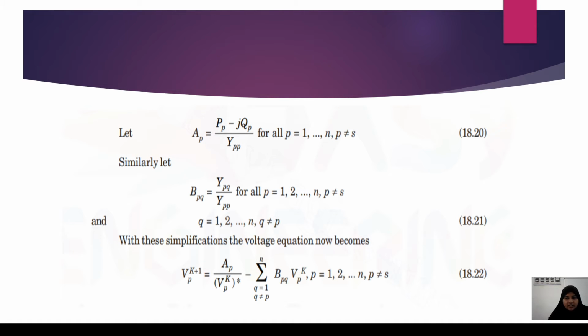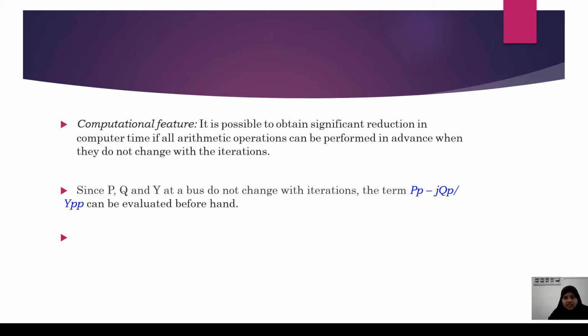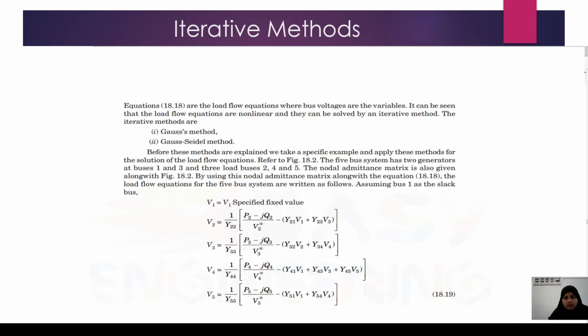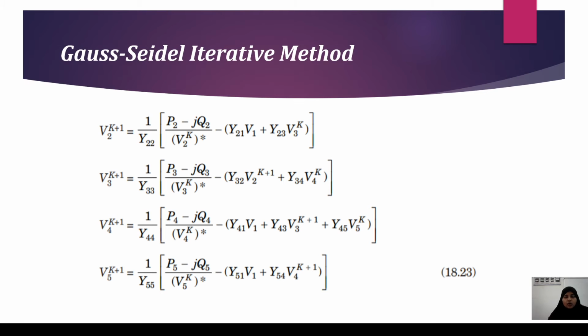With this simplification, the voltage equation will now become Vp^(k+1) equal to Ap by Vp^k conjugate minus summation of q equal to 1 to N of Bpq Vq^k, for p equal to 1, 2, 3 and so on, and p not equal to s. This equation can also be solved by the Gauss-Seidel method. In the Gauss-Seidel method, the newly calculated voltage Vi^(k+1) immediately replaces Vi^k and is used in the solution of subsequent equations. So these equations, that is V1, V2, V3, V4 and so on, in this case of the Gauss-Seidel method.